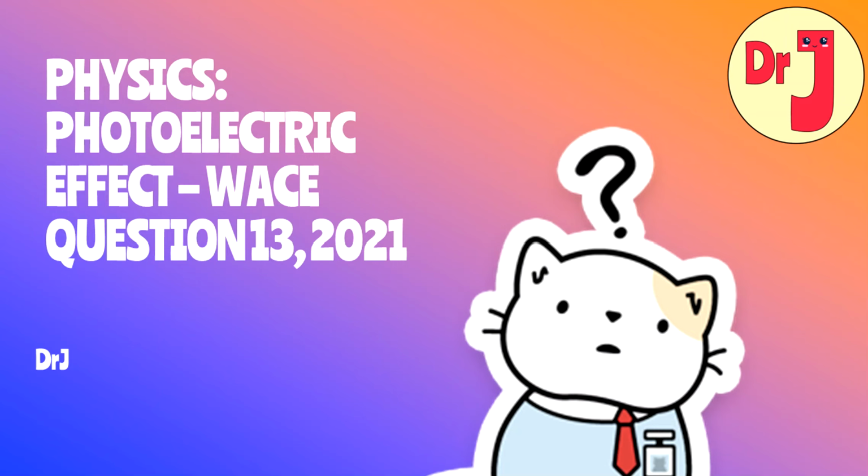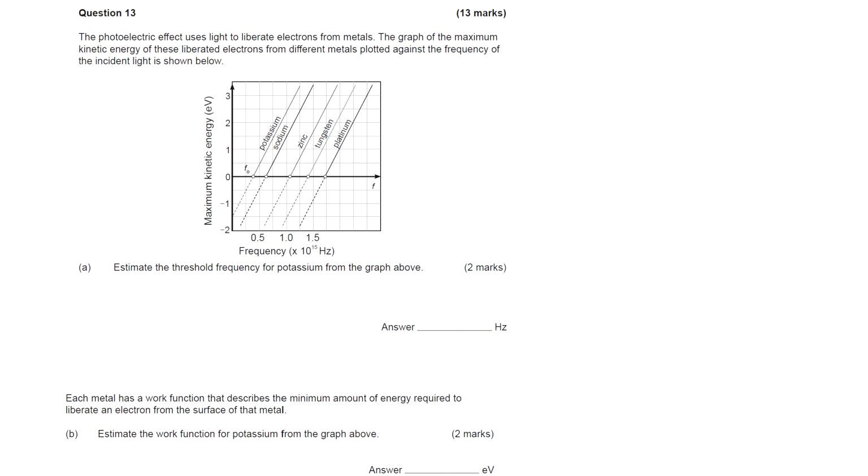In this video, we will use ideas from the photoelectric effect that we covered in my last video to solve a question from the 2021 WACE paper, question 13. The photoelectric effect uses light to liberate electrons from metals. The graph of the maximum kinetic energy of these liberated electrons from the different metals plotted against the frequency of the incident light is shown below.